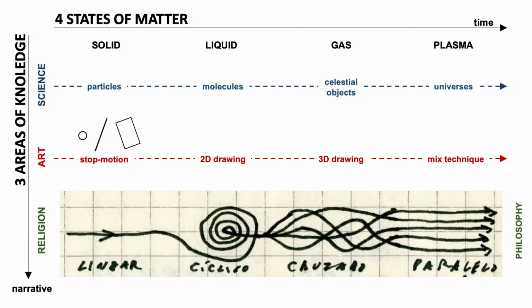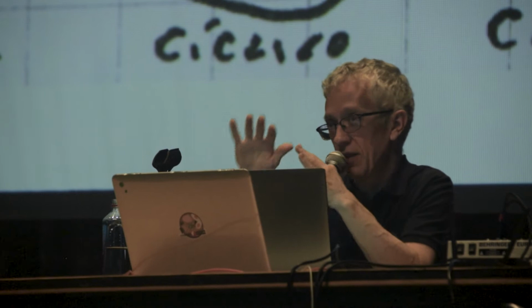In the science, in solid, we have this idea of rigidity, but then also the idea of particles, so the physics. And then it evolves to the idea of molecules in the liquid state, and then to celestial objects in gas, and then to the universes in plasma. Art has very much to do with animation techniques: stop motion with solid objects, 2D drawing in liquid, and in gas 3D drawing, so that we can understand better this idea of dispersion, and in the last one, mixed techniques.